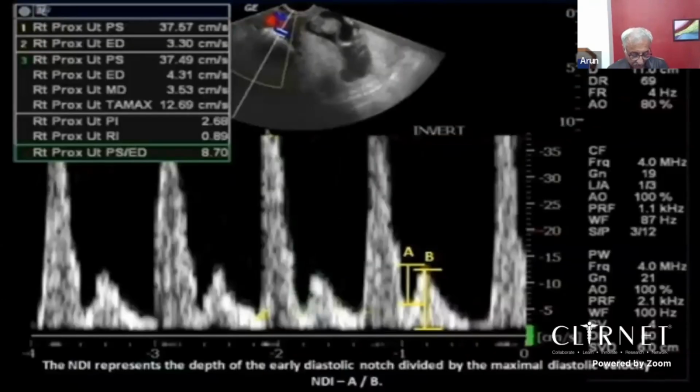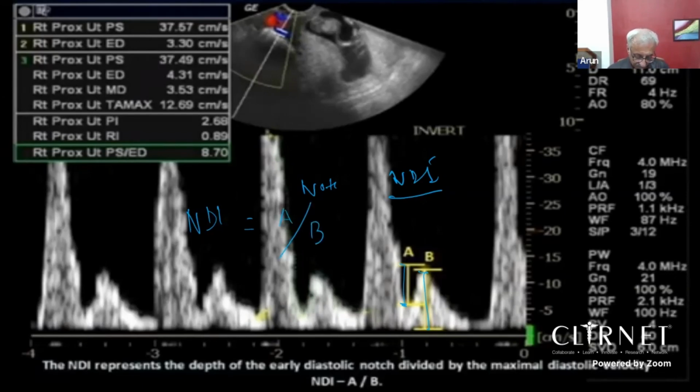Now, another thing which has come up is a diastolic notch. Some people have measured even the index with what we call notch depth index, NDI. What they do is they take this as A, and this is B. So A divided by B is taken as NDI. NDI is equal to A divided by B.